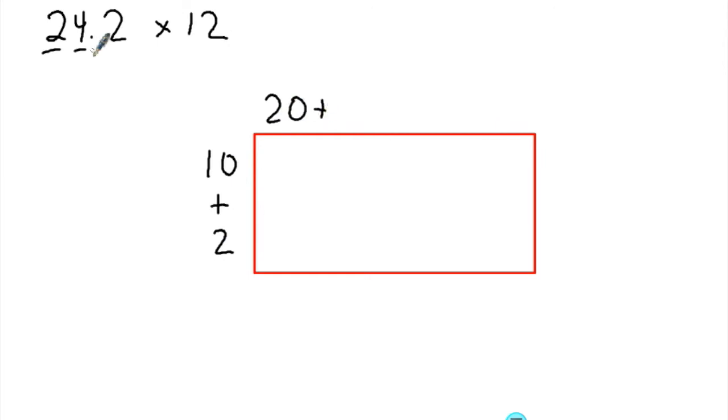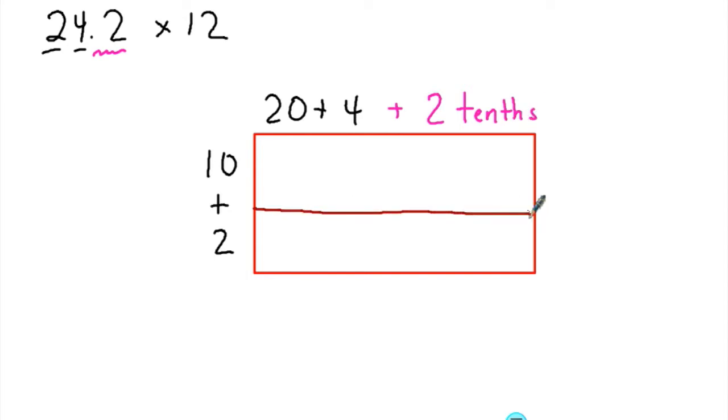So we have 20 plus 4 for 24. Now remember, that's 2/10, that's 20 cents, that's 2 dimes. Remember that. So the easiest way is to label it. That's 2/10, so that you do not forget. Now you go ahead and partition.